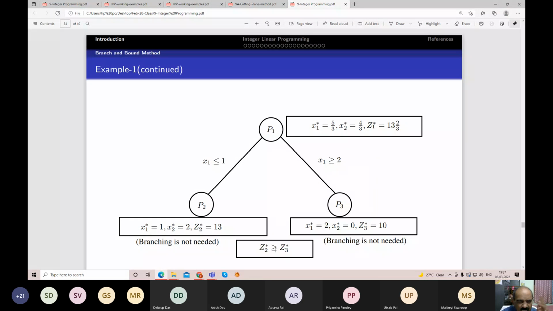See here, no branching is possible because we already got an integer solution. If it is non-integer, further branching is possible. The branching is binary. Again, if you are going to branch, from P2 we'll have P4, P5, and from P3 we'll have P6, P7, something like that. Branch accordingly.